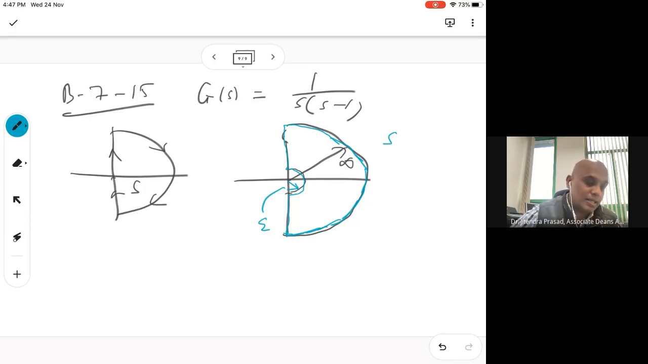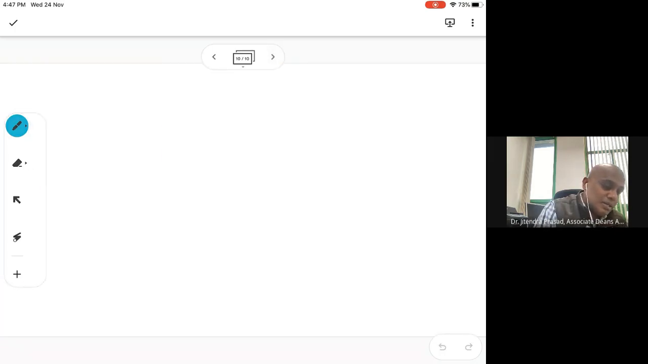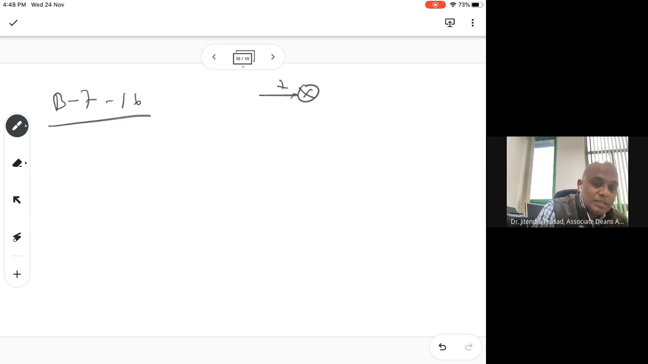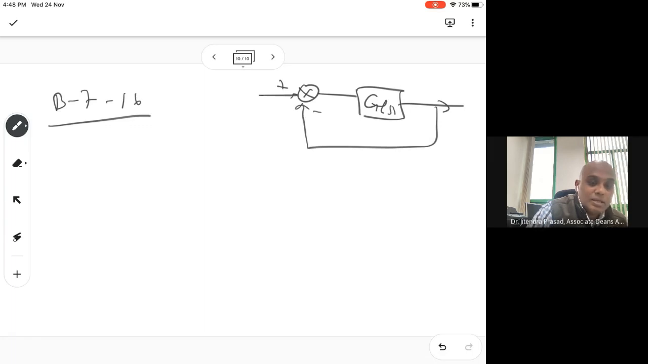Now 16. Okay, so let's go on. B7, 16. It says consider the closed loop system. So the system is like this: plus, we have G(s), and then it goes like this, minus.